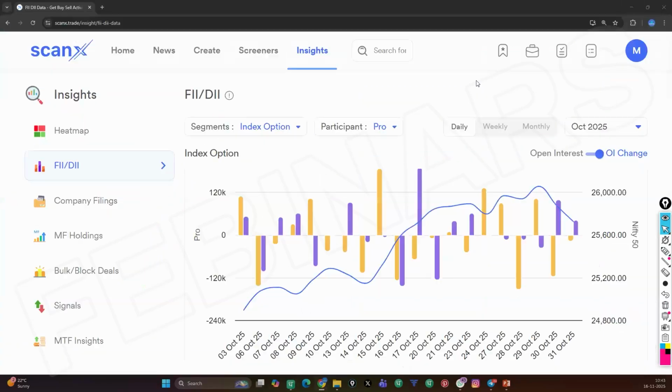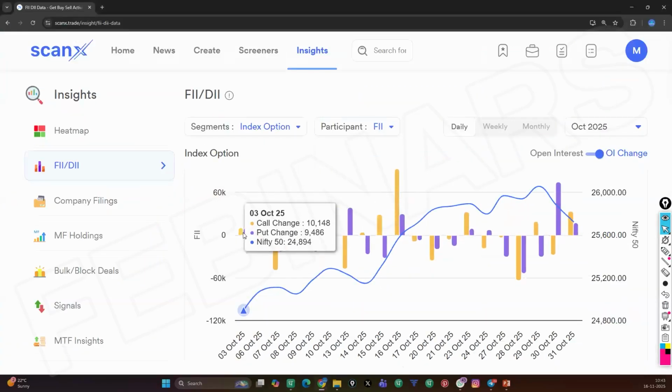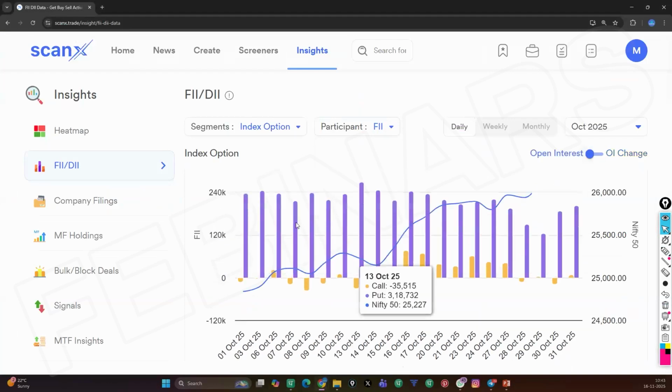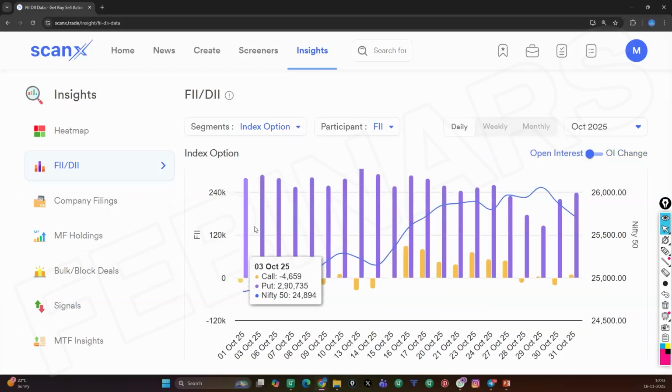But on the same day, what happened to the FIIs? On 3rd October, FIIs are neutral. And also, if you look at the overall data on 3rd October, overall data is also very important.